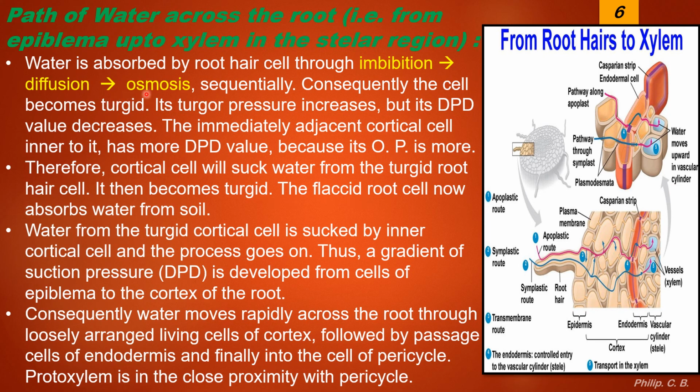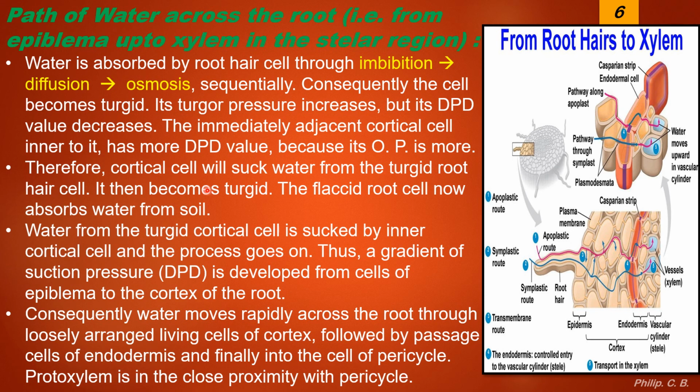Coming to the points, water is absorbed by the root hair cell through imbibition, further diffusion, and then finally osmosis, sequentially, or it is a stepwise process. Consequently, the cell becomes turgid, its turgor pressure increases, but its DPD value decreases. The immediately adjacent cortical cell inner to it has more DPD value because its OP, that is the osmotic pressure, is more. Therefore, the cortical cell wall sucks water from the turgid root hair cell.